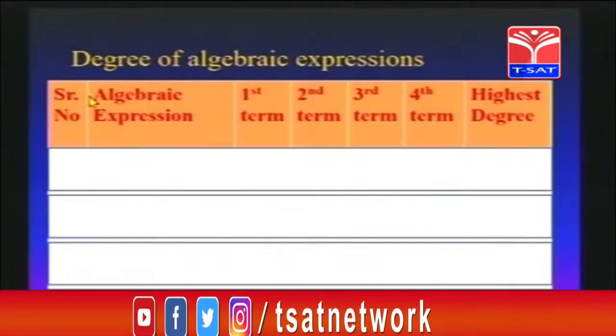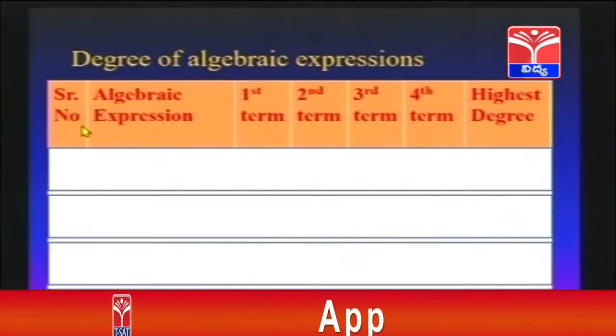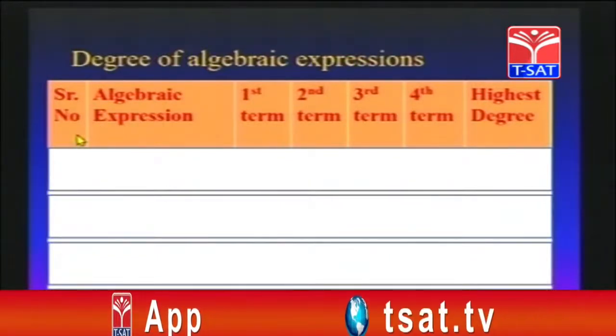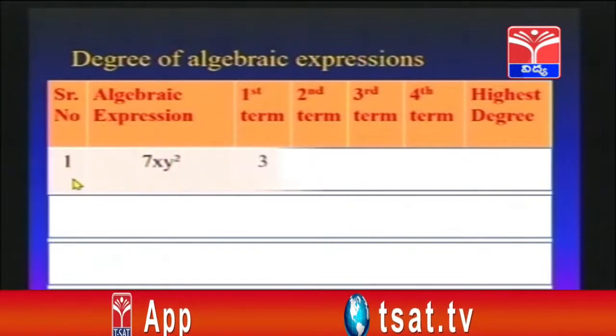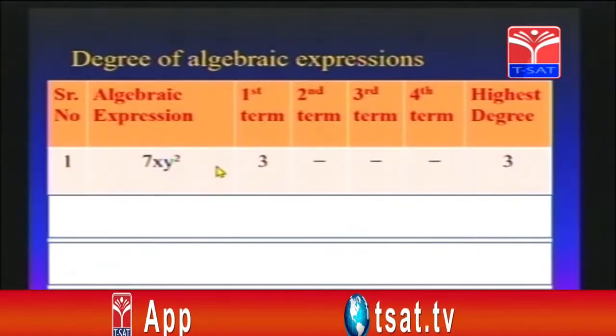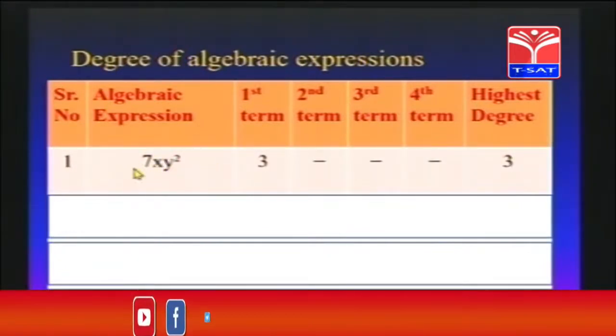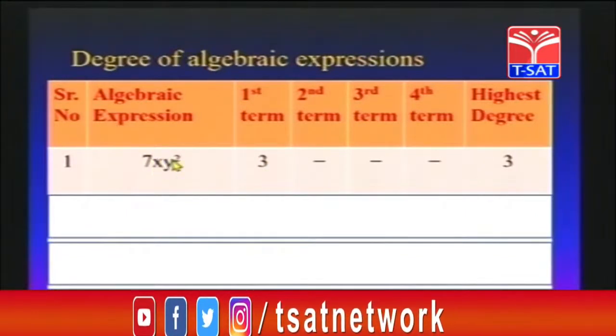Next, here we will take a small table and see how to write the degree of different algebraic expressions. First one, 7xy square. If you see here, it is a monomial expression. So here the exponent of x is 1, exponent of y is 2.